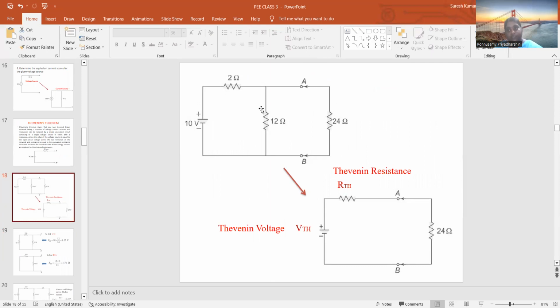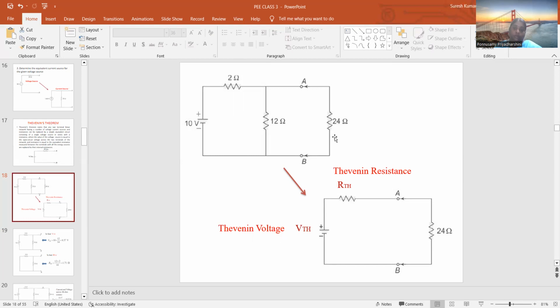We have to remove the resistance, and find the voltage across the resistance which is removed. And similarly, RTH is the equivalent resistance at that point. 10 volt, 2 ohms, 12 ohms, and 24 ohms. So they are asking us to find out the Thevenin's voltage and Thevenin's resistance. If this is the load resistance, we have to remove that and find the voltage across this terminal.